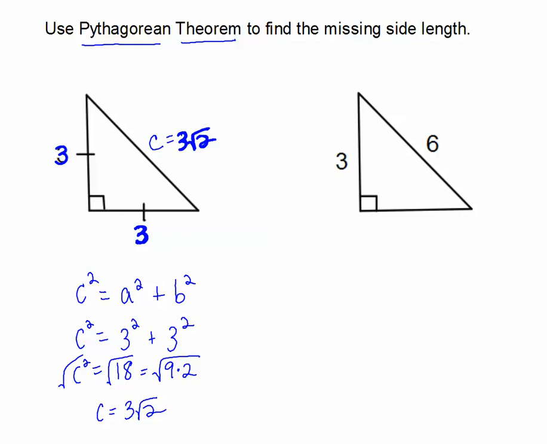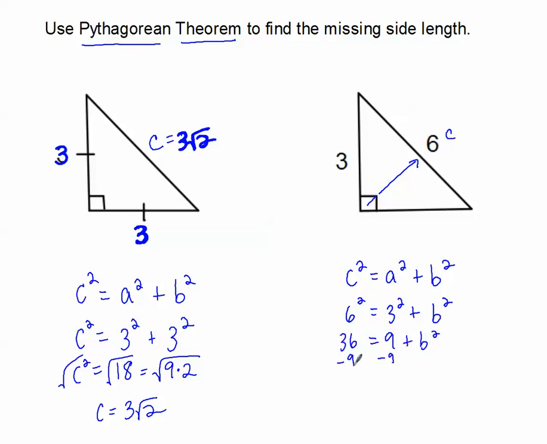Let's take a peek at this. In this problem, one of the sides of the triangle is half as big as the hypotenuse. Remember our c squared equals a squared plus b squared. The c is the hypotenuse, so 6 squared equals 3 squared plus b squared. 36 equals 9 plus b squared, subtract 9. 27 equals b squared, take the square root, do some simplifying. This is 9 times 3 under the root, so b is 3 square roots of 3.